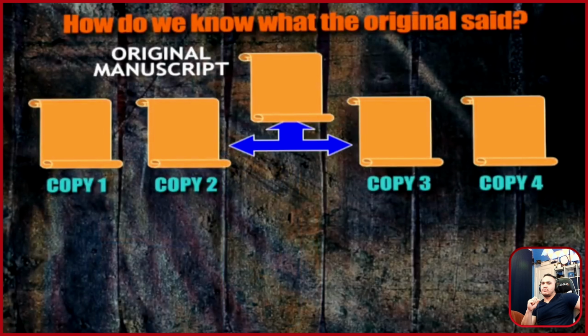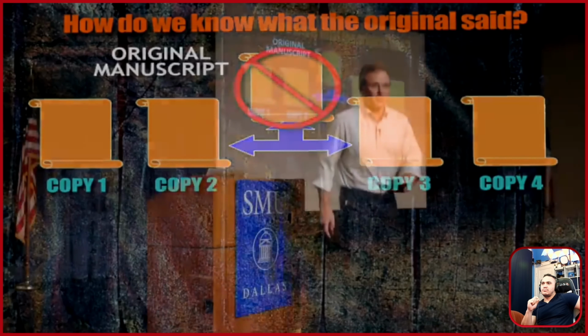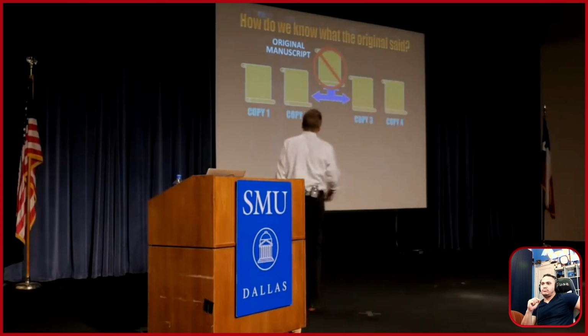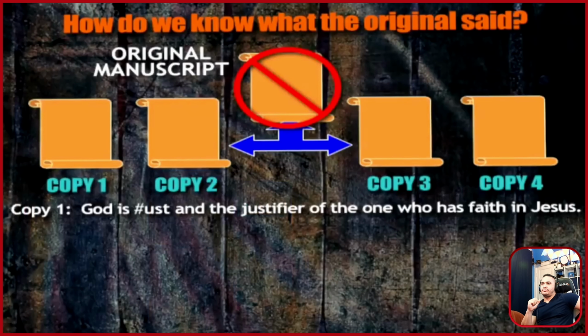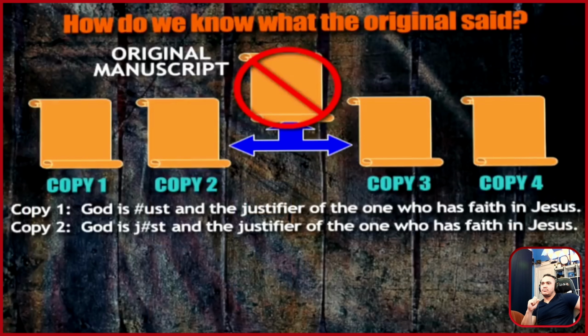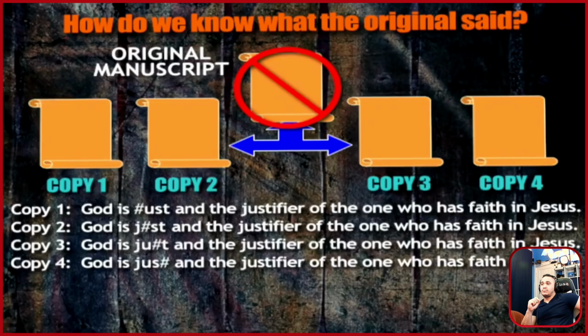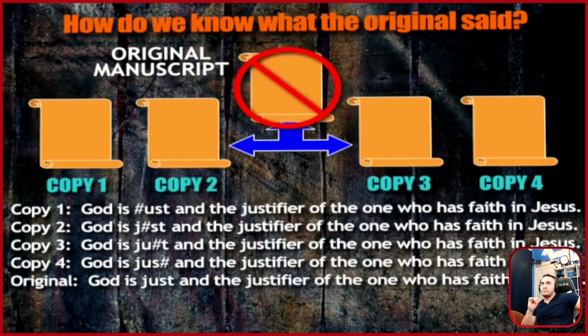Let's say you have, here's the original, which we don't have. We don't, at least we don't think we have any original documents, okay? So they're all copies, okay? And let's say you find four different copies, and in the first copy, you see an error right here. And then another copy, there's another error right there. In the third copy, there's another error right there. And in the fourth copy, there's an error right there. Can you reconstruct the original? Yes. Yes. And that's what scholars do. The original, this happens to be Romans 6 or Romans 3:26, God is just and the justifier of the one who has faith in Jesus.